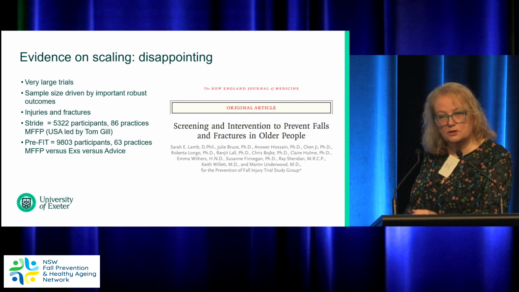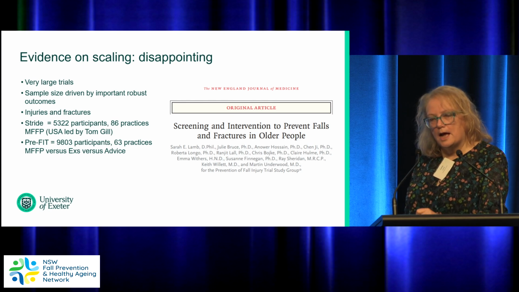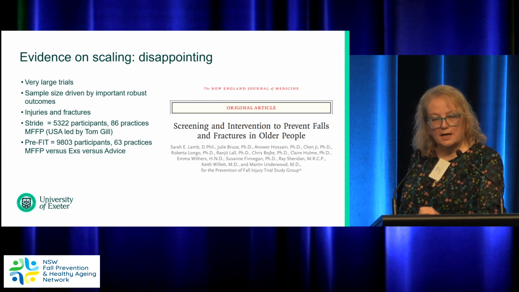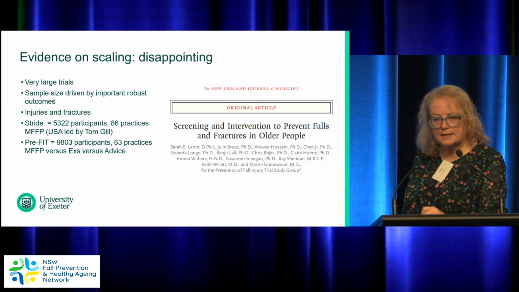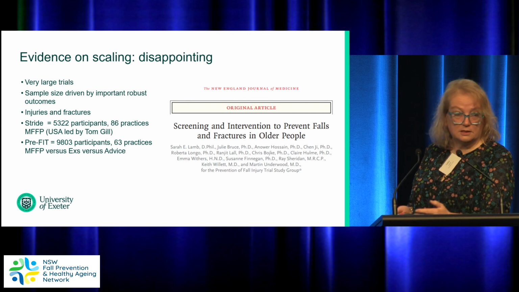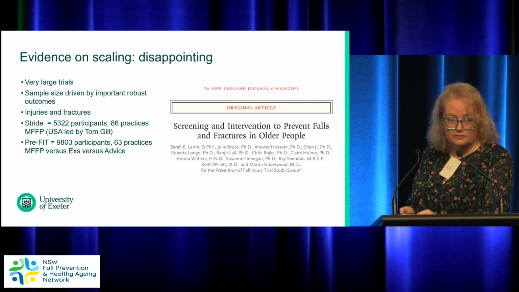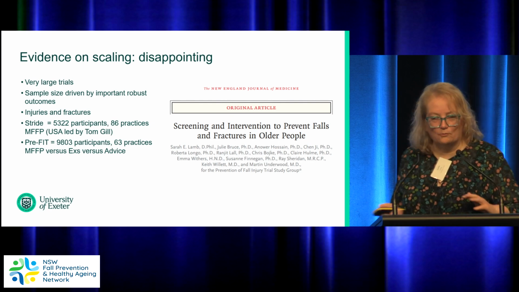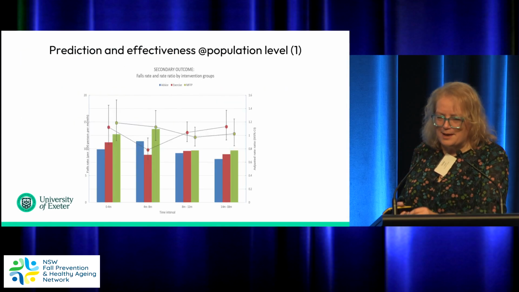But these studies used fractures as the endpoint or serious injuries. The STRIDE study used 86 family practices, and our PREFIT study in England used 63 general practices, so general practitioners and family practice, 9,803 participants. Both studies, despite having a disappointing result, were published in the New England Journal of Medicine. I don't understand why, but anyway, strange things happen to researchers sometimes.